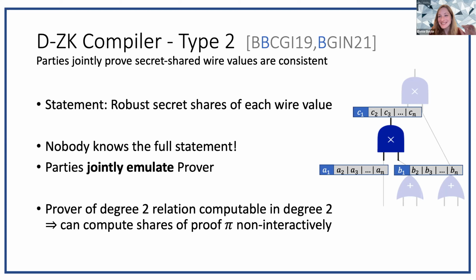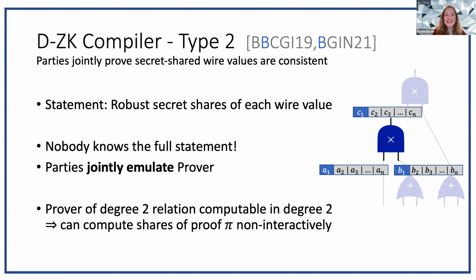And the fact that this is degree 2 and not constant degree in this type 2 compiler is very important. So the previous one, it was nice, but any constant degree would do the job. And here in this compiler, it's actually very important that this is a degree 2 relation. And the reason for that is that if you open up the code of what the prover is supposed to do in these protocols, in order to prove a degree 2 relation, the prover itself takes an action that is a degree 2 operation.